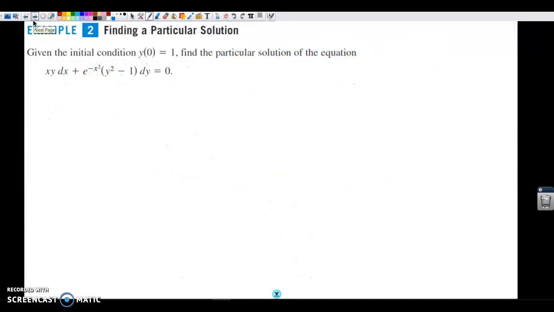Okay, now let's find a particular solution. Given the initial condition that y of 0 equals 1, find the particular solution. That means once we find out what the general solution is, I have to plug in my initial condition that's right over here to find out what c happens to be. Now this is going to be kind of a longer one, but it is possible to separate these variables out.